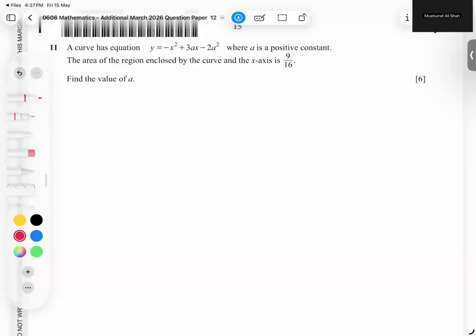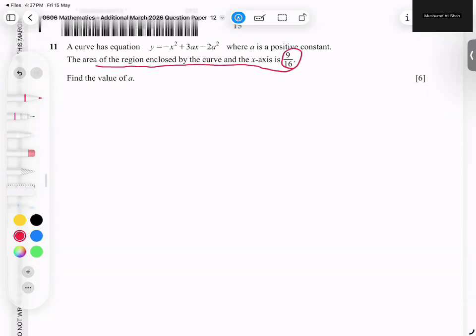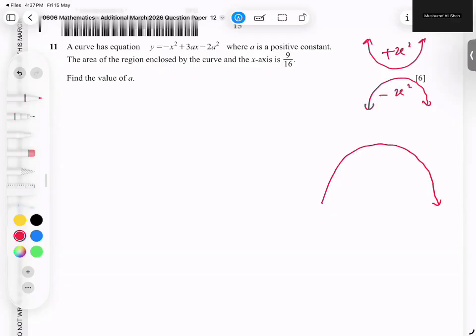Question number 11, students. The question is: a is a positive constant and the area enclosed by the curve, this one, and the x-axis. So whenever x power 2 comes, and especially with a negative sign: positive x square gives this kind of curve, but negative x square gives this kind of curve. It means this kind of curve will make it here, with the x-axis. And this area is given as 9 over 16. So at this point, y is 0. At this point, y is 0. So it means put y as 0. So I'm putting y as 0.